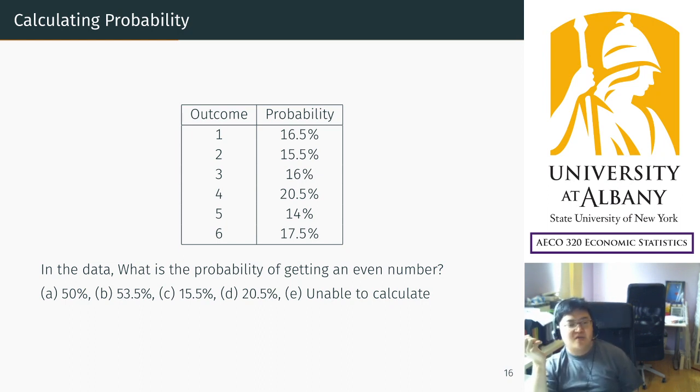Let's try this. In this data, what is the probability of getting an even number? Getting an even number is not directly given in the table. So it is easy. You may use a calculator or a computer. So try this. Pause the video and just try this.